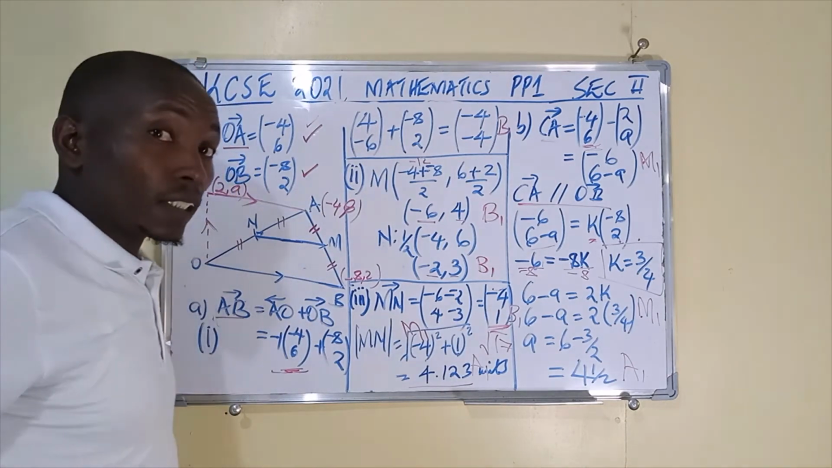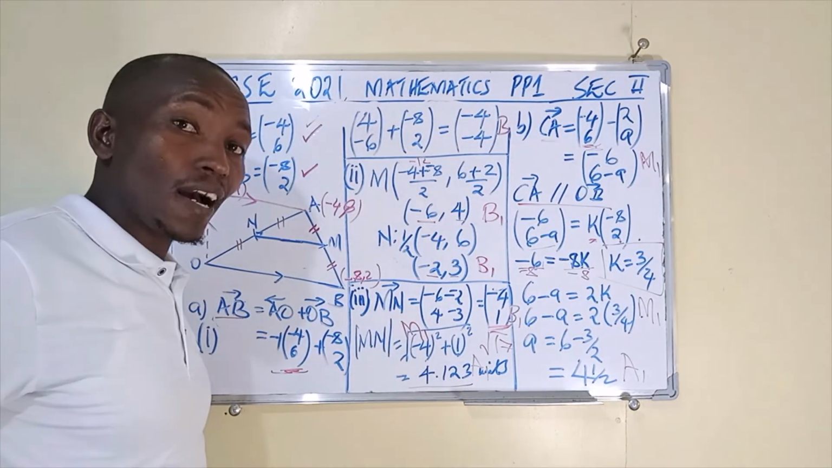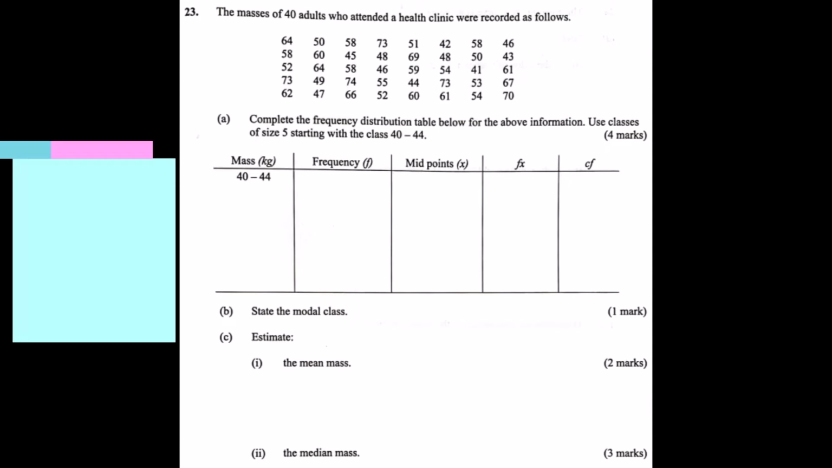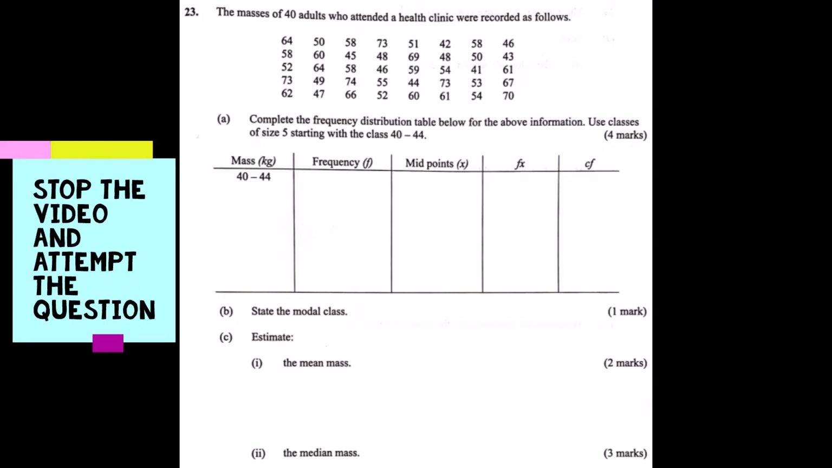That's the question on vectors that requires the student to have practiced well. Question number 23, this is a question on statistics. You have ungrouped data, very raw data. The student was expected to do the tallying, group the data, the class interval is given. The first class is given, that is 40 to 44. The student is to come up with the frequency. Then the midpoint, multiply the frequency by the midpoint, then cumulative frequency. And that will help the student work out the questions.